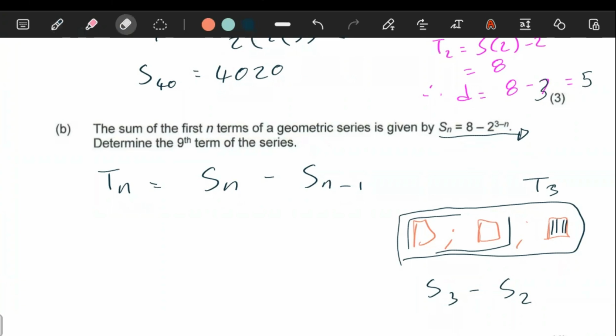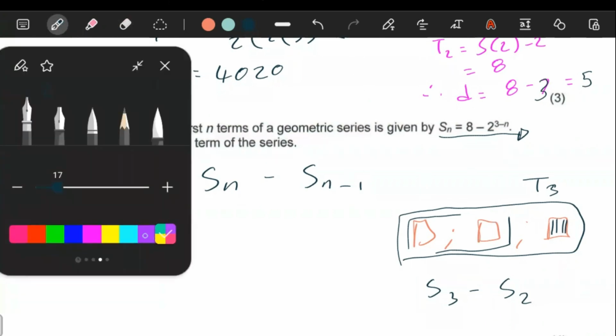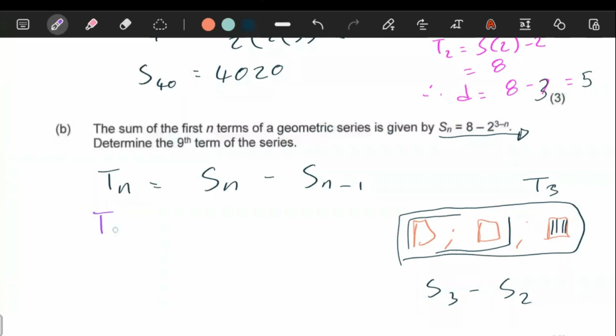So if we're saying something like T9, term number 9, term number 9 is going to be equal to the sum of the first 9 terms minus the sum of the first 8 terms, you see. So T9 is going to be S9 minus S8. So S9 is us putting a 9 over there.